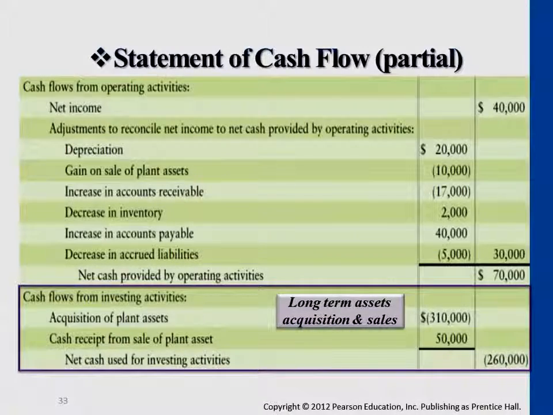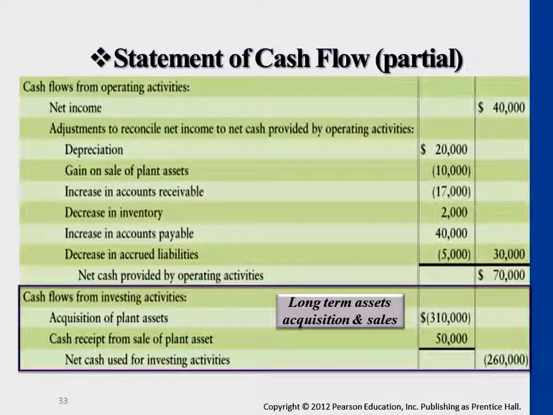Okay, so far what we talked about is the second part of the statement of cash flows. If we move that $50,000 here, you see the upper part, operating income, and then you have operating cash flows. This part here you have long-term assets cash flows. You receive cash, $50,000, remember book value plus $10,000 gain, and then $310,000 acquisition.